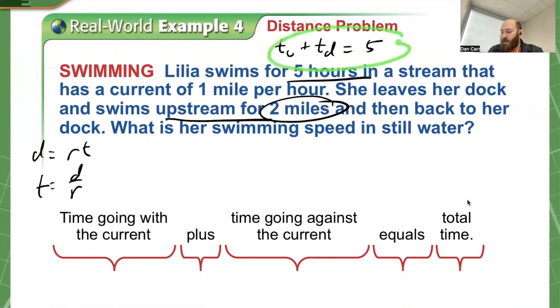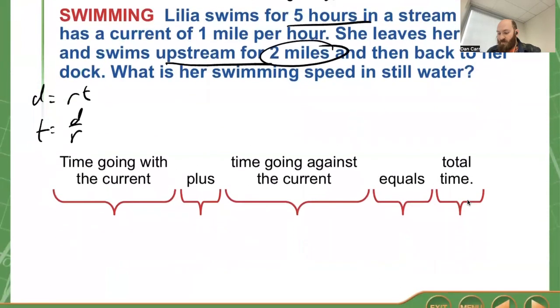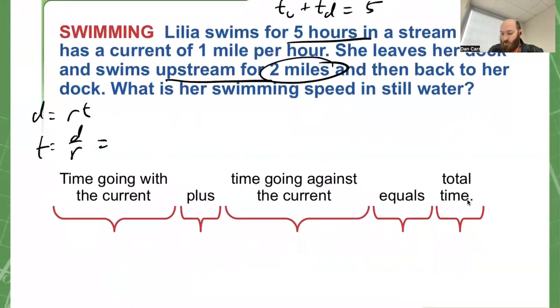This is right here. That's why I want to use this new formula here. Okay, so we're going to model her time upstream and her time downstream with both of these equations. So that means time going with the current is going to look like this. Since the distance is equal to 2, everything's going to be 2 over r.